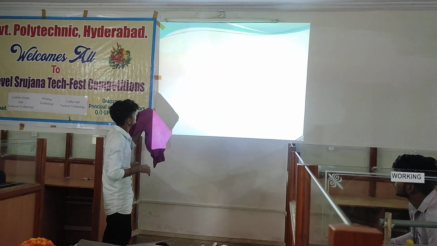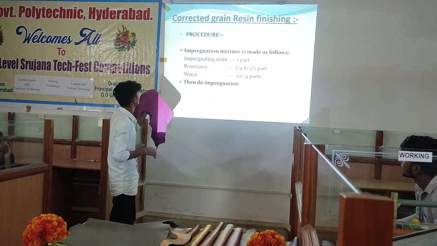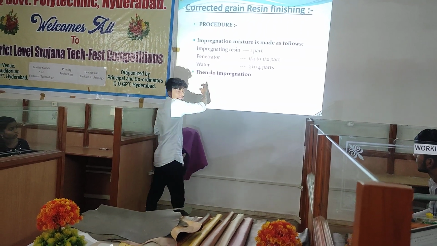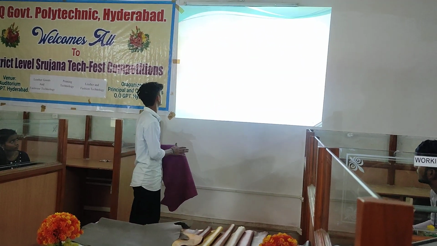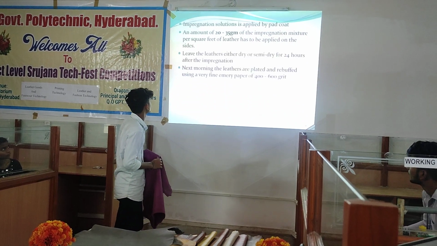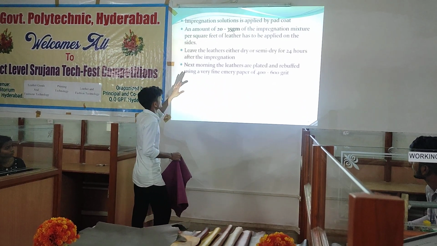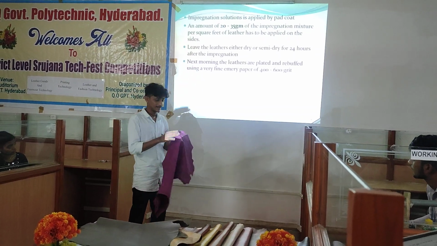Next, we have the procedure for the impregnation mixture. The corrected grain impregnation mixture is made as follows. These chemicals are used for impregnation. Here we can see the impregnation solution is applied with a pad coat, in an amount of 20 to 30 grams per leather.